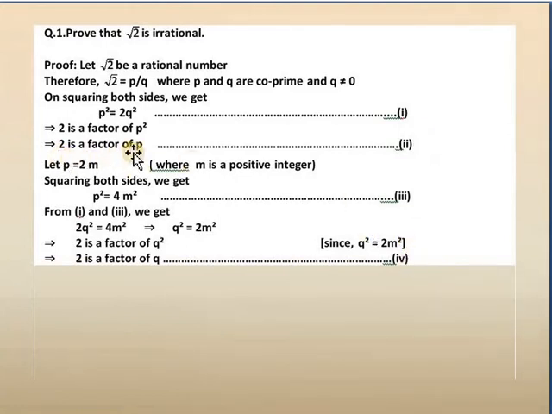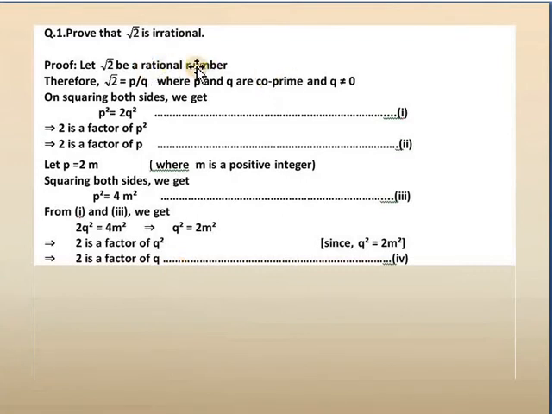Now look at equation number 2 and look at equation number 4. Here we have written 2 is a factor of p, here we have written 2 is a factor of q. It means that p is a multiple of 2, q also is a multiple of 2. It means that p and q have something common other than 1, that is 2 is common to both p and q. So they have a common factor 2, which is against our supposition that p and q are co-prime. We discussed p and q are co-prime, but we are finding that p and q have a common factor 2. So our assumption is wrong.